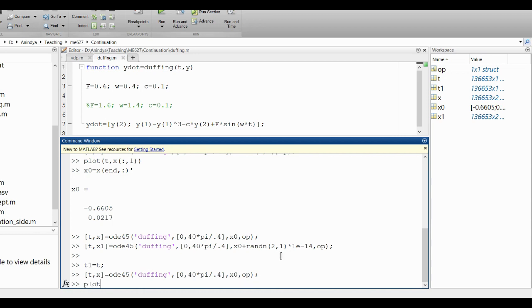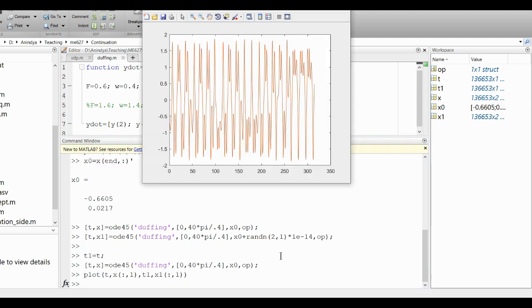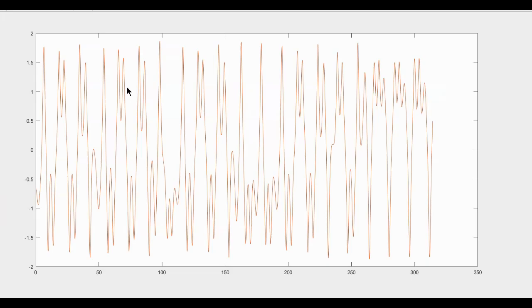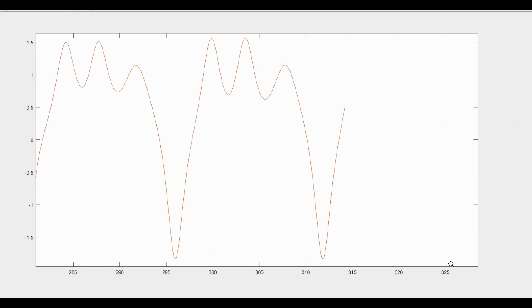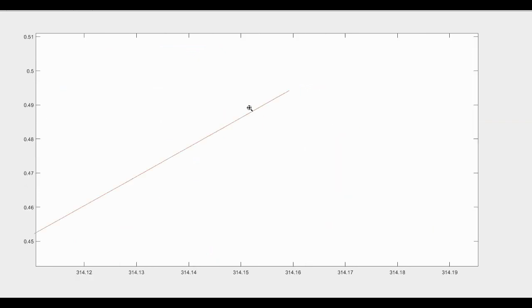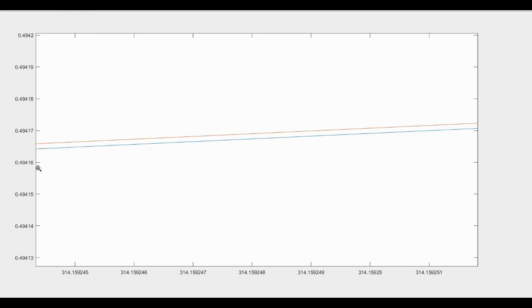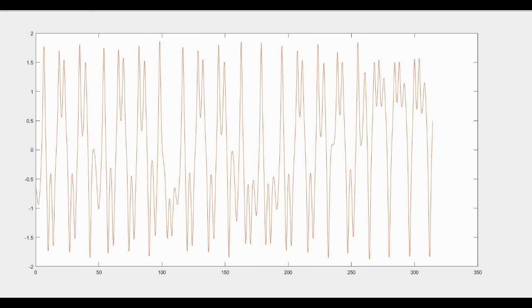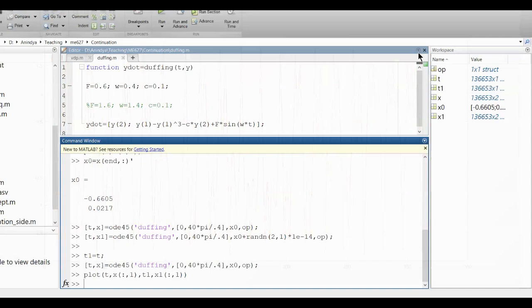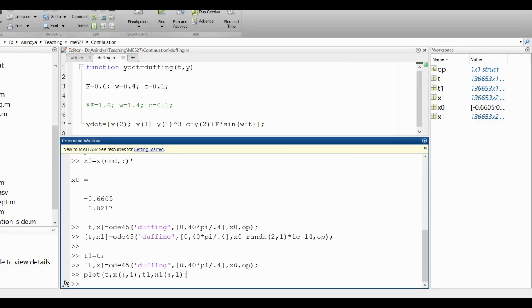Now if I plot t, x first component and t1, x1 first component, I want to see how they behave. So it seems like they are just really following each other. Yes? Is there a difference between them? There should be a difference. How much is the difference? The difference is in the 5th decimal place. Okay? So the difference started in the 14th decimal place, but it has come to the 5th decimal place, and that just tells me I should run it a bit longer, maybe 70.